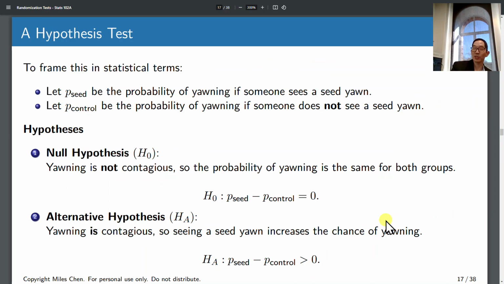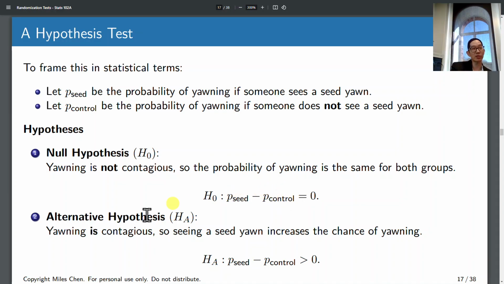To put this in statistical terms, we're going to say there are two population proportions, or probabilities. One is the probability of someone yawning if they see the seed yawn, versus the probability of somebody yawning if they do not see a seed yawn. That's going to be the control group. The null hypothesis is that there's no difference, that yawning is not contagious, so the probability of yawning is the same for both groups. We're going to look at P seed minus P control. That difference would be equal to 0 if the null hypothesis were true.